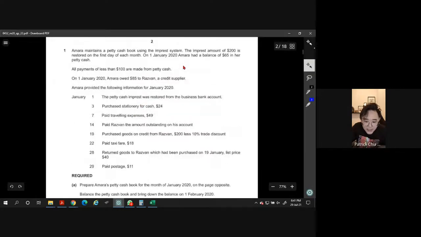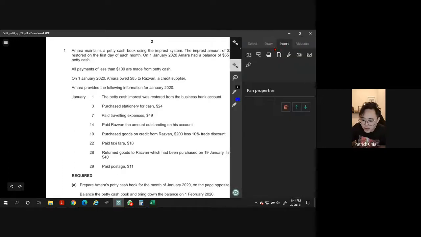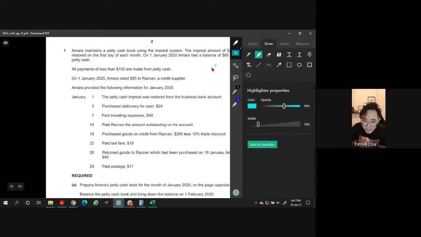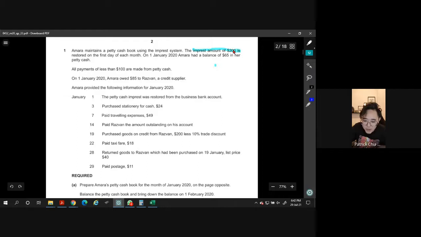All right. The imprest amount will always be given, guys. So please do not straight away skip the top part. The top part is super important. They will tell you how much is the imprest. It's just like everyone has a different amount of allowance your parents give you. Your friends also have different allowance, correct? When you ask them, they will tell you how much their parents give them. So same thing here. The question will always tell you how much is the imprest amount.